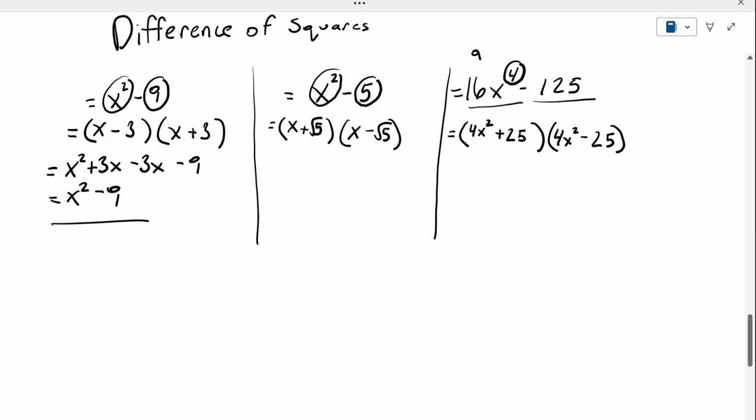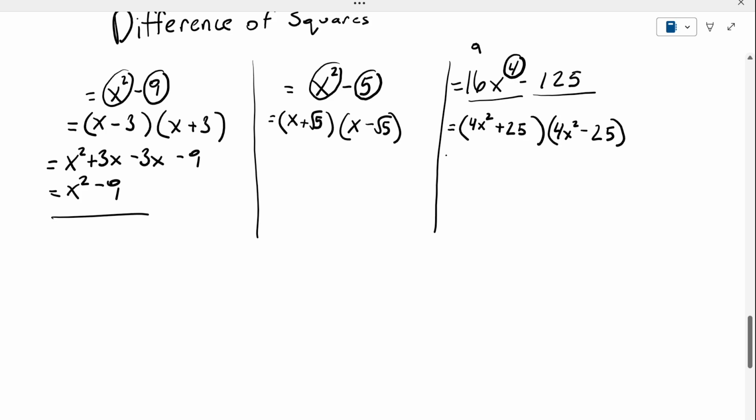Okay. This is not fully factored. The reason for this is that we have another difference of squares right here. I should also make a note that you cannot do a difference of cubes here. You cannot factor any further. This is the last step for this first bracket. The second bracket can be factored further. Let's see how we would do it.